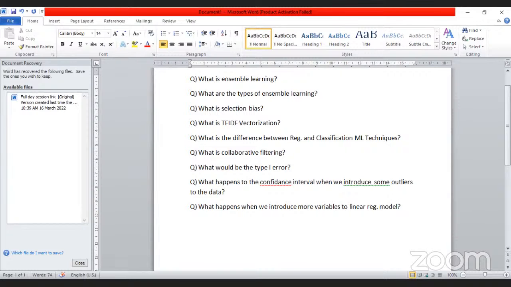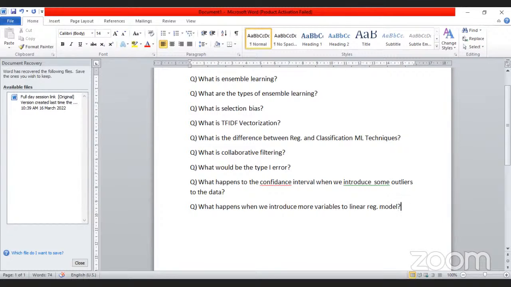Okay. So we know in linear regression, we have R square, right? And also there we have adjusted R square. The question might be like, what is the impact if we add new variables in a model on R square and adjusted R square? It could be like this.